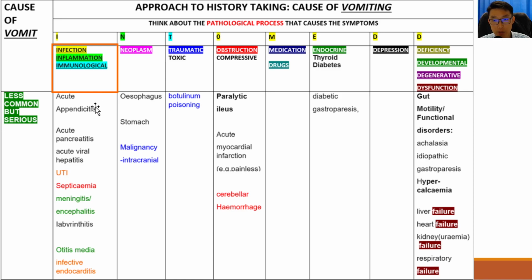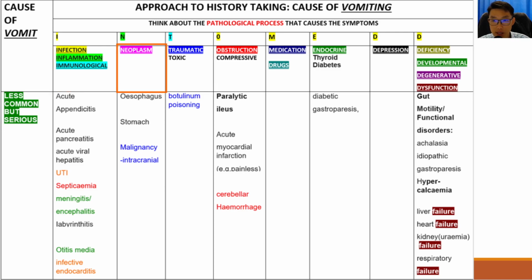These include acute appendicitis, acute pancreatitis, acute viral hepatitis, urinary tract infection, septicemia, meningitis, which is inflammation of the lining of the brain, encephalitis, which is inflammation of the brain itself, otitis media, which is the middle ear infection, and infective endocarditis, which is infection of the heart valve. They all can cause vomiting.